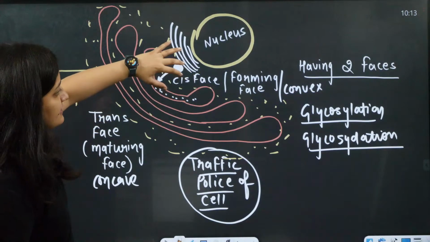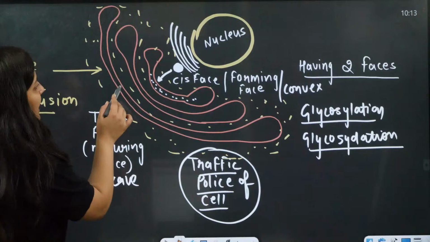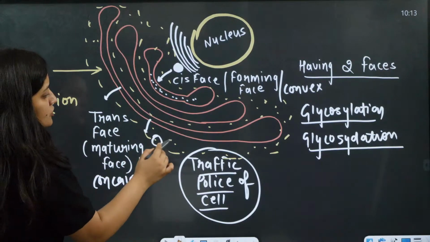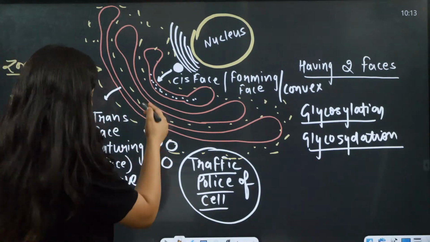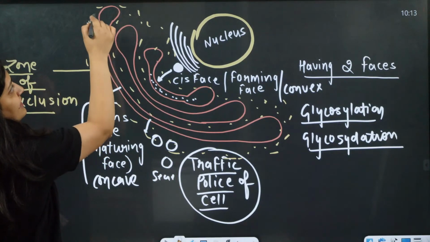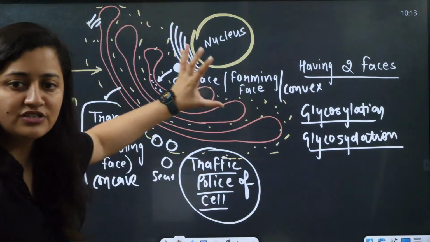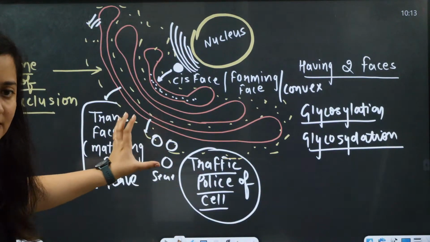So from these transporting vesicles, the things will come here, the modification will occur, and finally when it is mature, secretory vesicles will be released from the trans phase, and they will go to their destined places. So this is how it works, right?